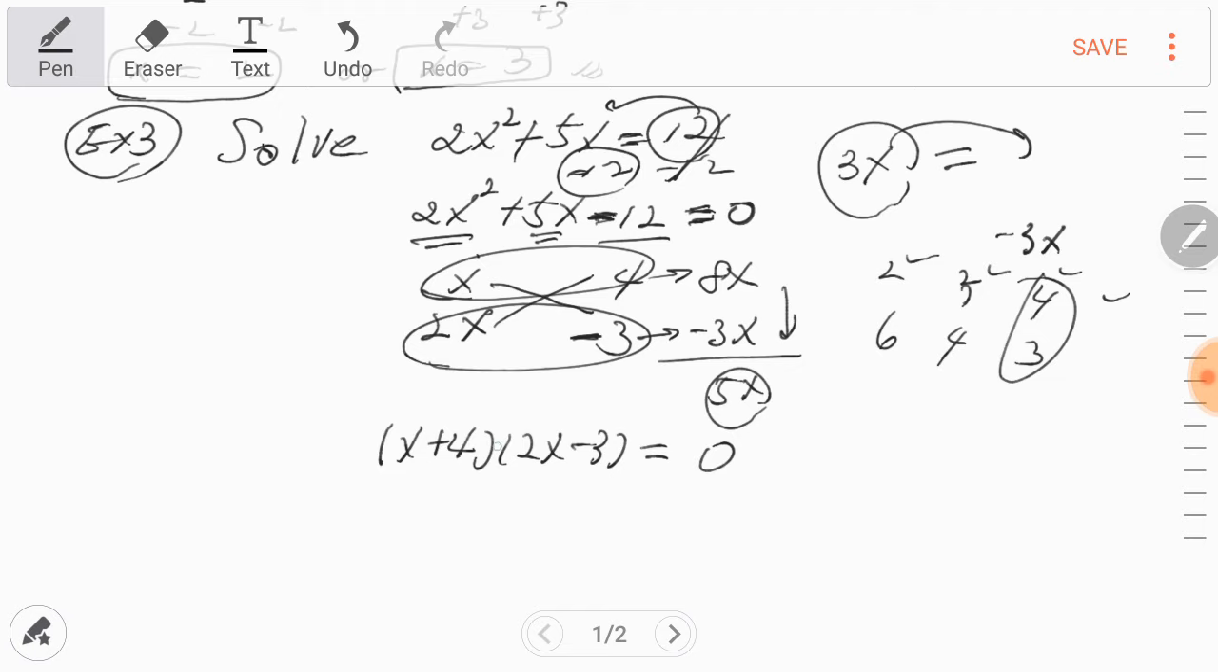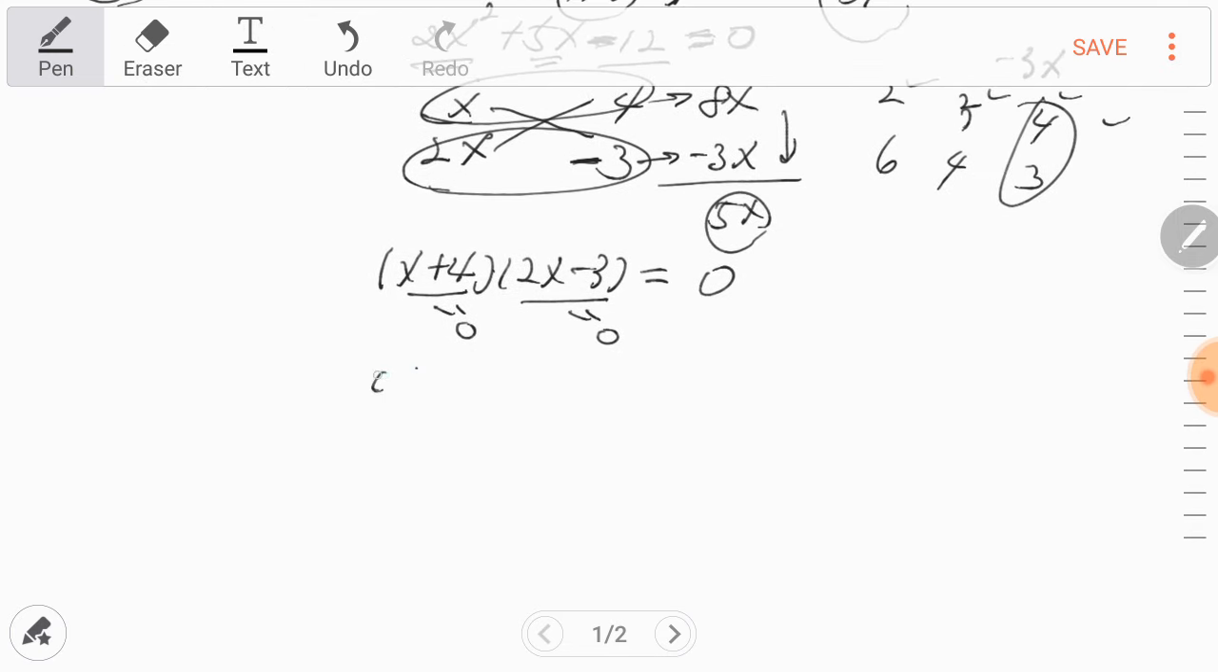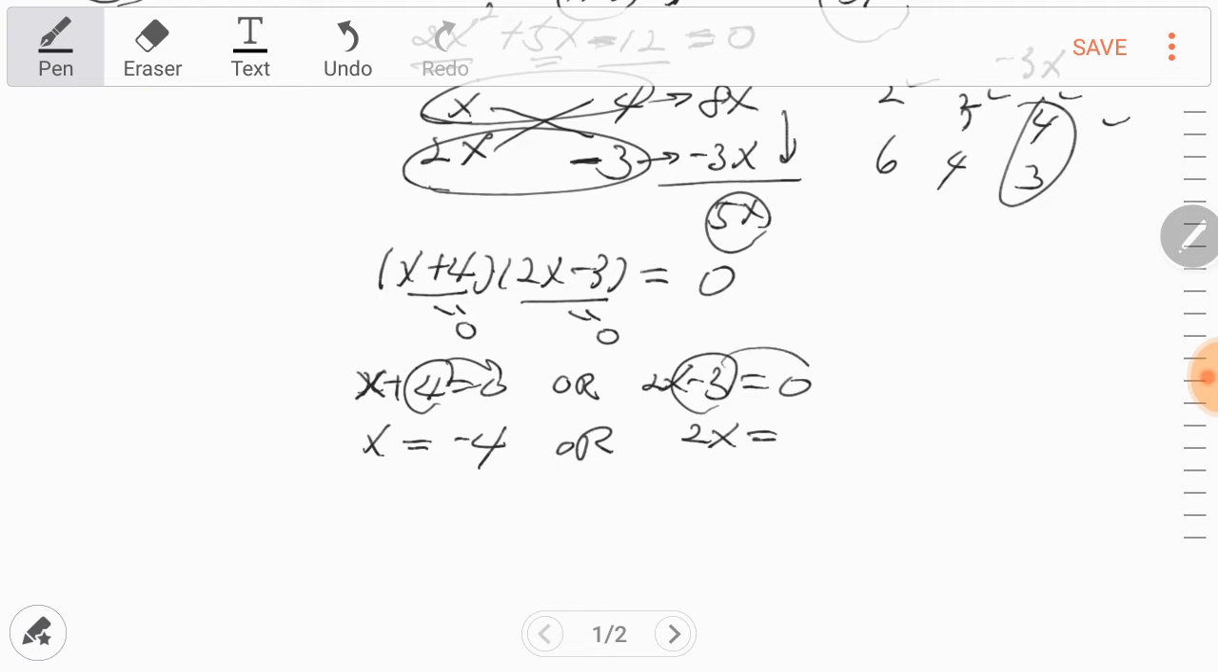Alright, so using the zero factor property, we're going to set this factor to 0 and this binomial equal to 0. So if x plus 4 is equal to 0, or 2x minus 3 is equal to 0. Then from the first equation, x is equal to, move to the other side, minus 4, or from this one, 2x is equal to, move this to the other side, positive 3, and divide each side by 2, so x equals 3 over 2.